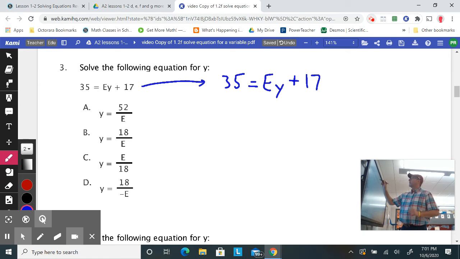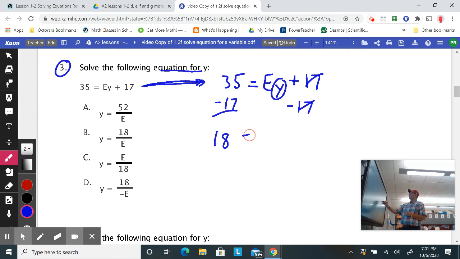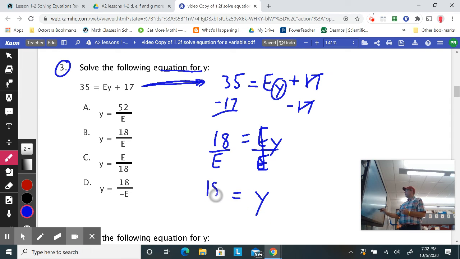All right, in number 3, we're solving for y again. I already recopied the equation over to the right side. And here's my y. I need to get it by itself, so I subtract 17. So on the left side, I have 18, and on the right side, I have e times y. So to get y by itself, I've got to divide by e on both sides. So y now is by itself, and I have 18 over e.